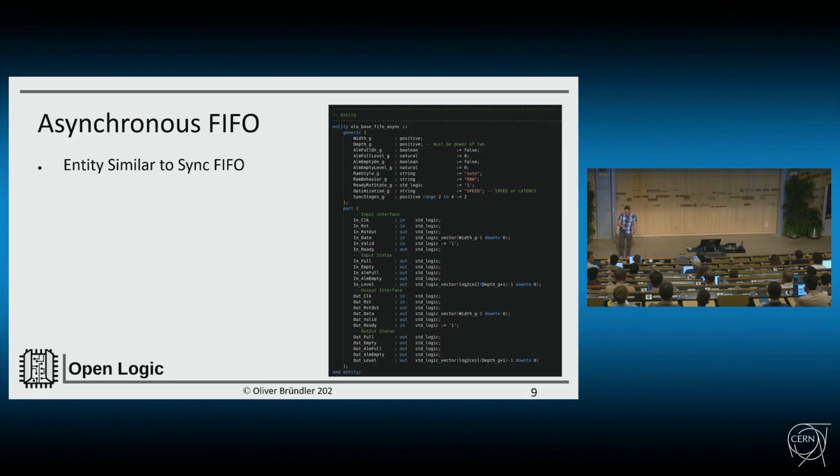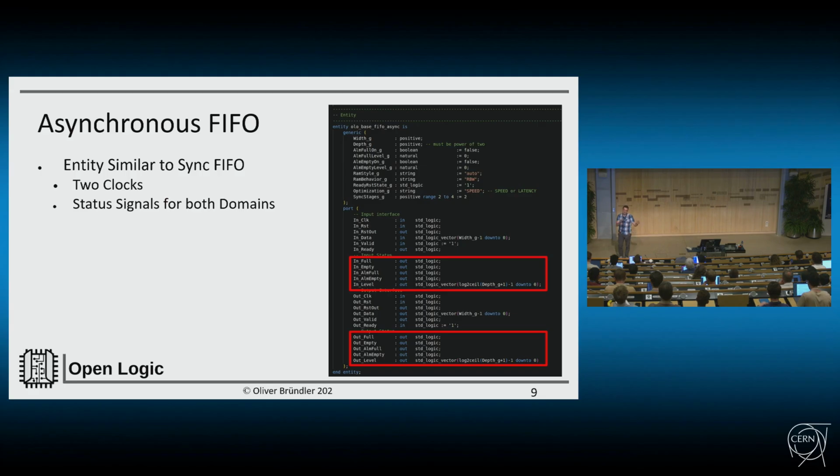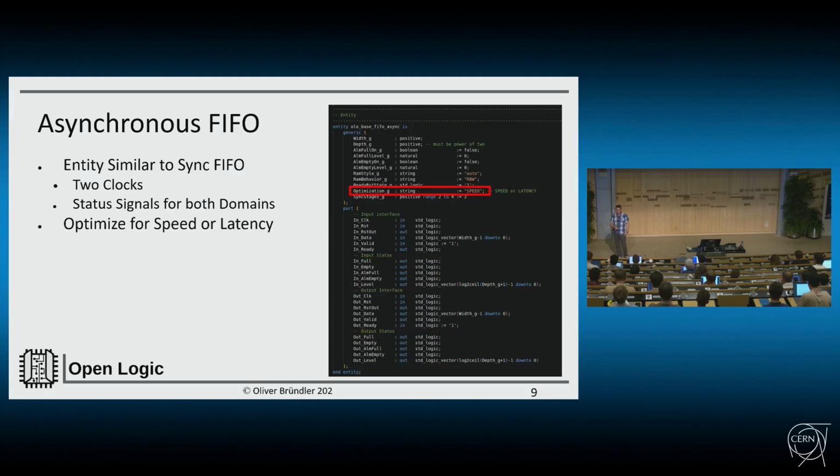Then we have an asynchronous FIFO, of course, that looks very much the same as the sync FIFO, just that it has 2 clock domains, of course, and it has all the status signals duplicated in the 2 clock domains for obvious reasons. And there is exactly one generic which is different: optimization. You can optimize for speed or latency. That's a bit special for the asynchronous FIFO. Otherwise, it's exactly the same as the sync FIFO. So once you understood one, you can also use the other one.